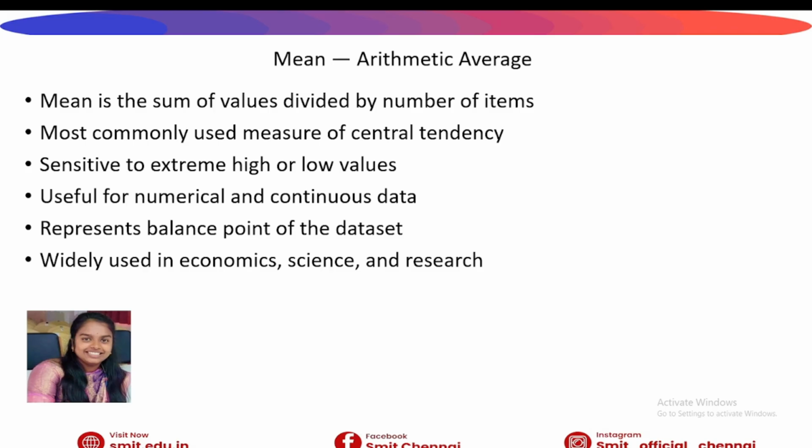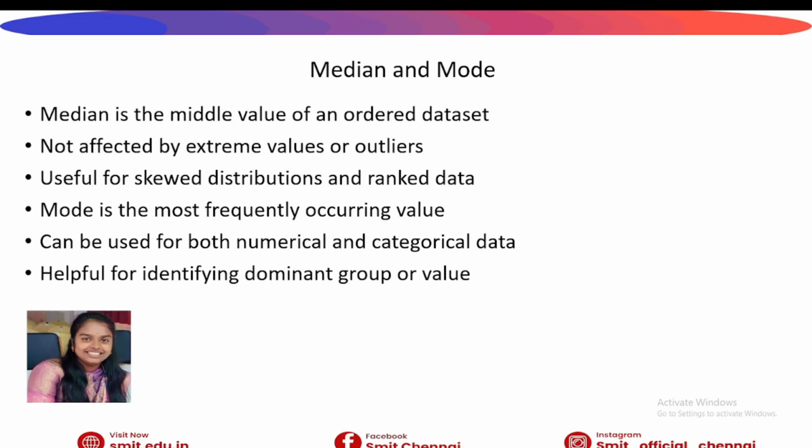See, the mean is the arithmetic average. Likewise, we need to find the average. Average means we add everything and divide by the count. It gives you the mean value. Mean is the sum of values divided by the number of items. Most commonly used measure of central tendency. Sensitive to extreme high or low values. Useful for numerical and continuous data. Represents the balance point of data. Widely used in economics, science and research.